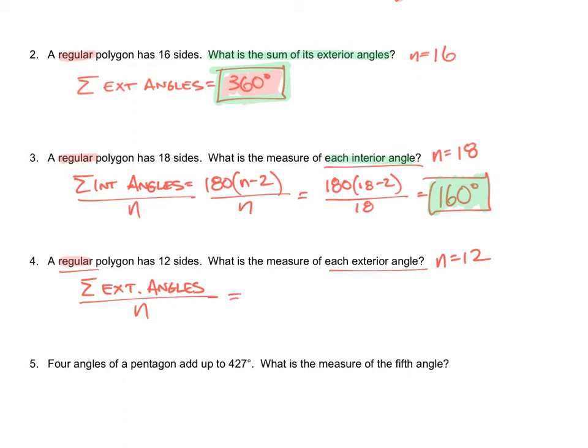Well, the formula for the sum of the exterior angles is really easy. It's just 360 degrees, and I divide by 12 because n equals 12, and that gives me an answer of 30 degrees. We're cooking with gas here, folks.